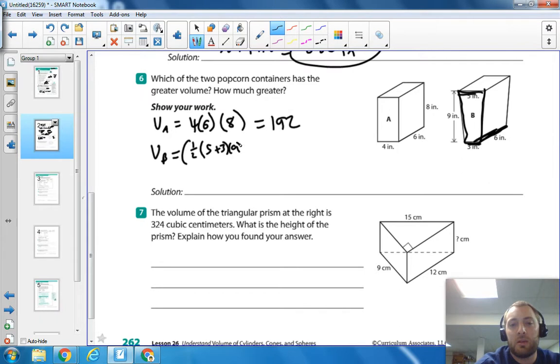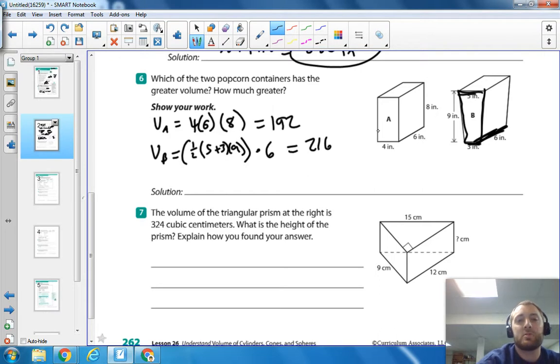Now the 9 can be in front of that. And then we want to multiply by the height of the whole trapezoid, which is the 6. All right. You get 8 times 9 times 1 half times 6, and you get a total of 216.